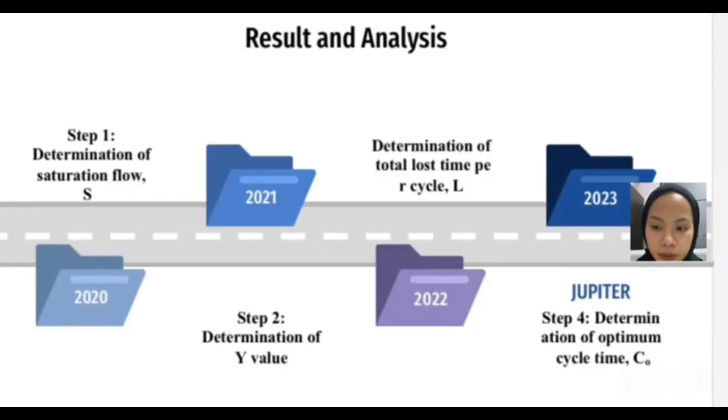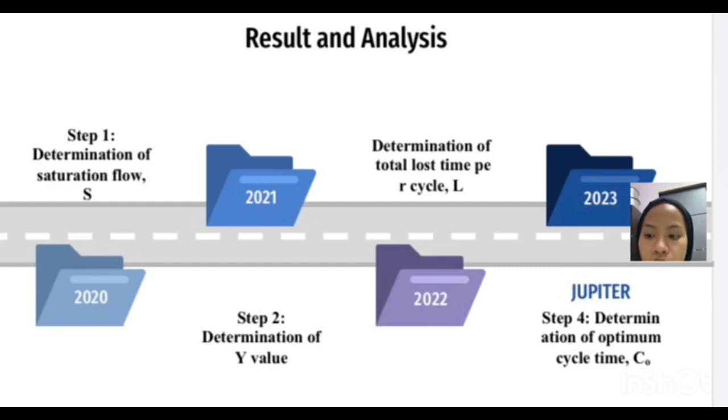Assalamualaikum warahmatullahi wabarakatuh. My name is Nur Emilia Fazlin binti Zaidi, matric number AF190011. Next, I will present 4.1 of our result analysis, which is performance of signalized intersection. There are 6 steps. For the first step, determination of saturation flow, which is S.